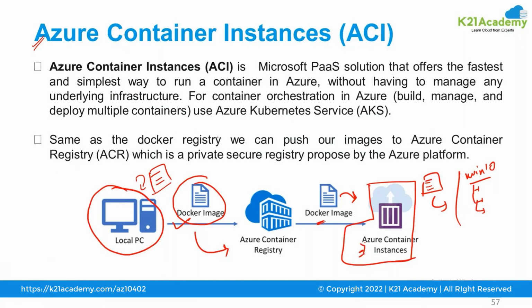Same as Docker registry, we can push our images to Azure Container Registry. I told you what is Azure Container Registry. It's nothing but a repository for keeping your Docker images, which is a private secure registry provided by the Azure platform. So why is the name Azure Container Registry there? Because it is a service which is actually there in Azure. So that is why Azure Container Registry, right?